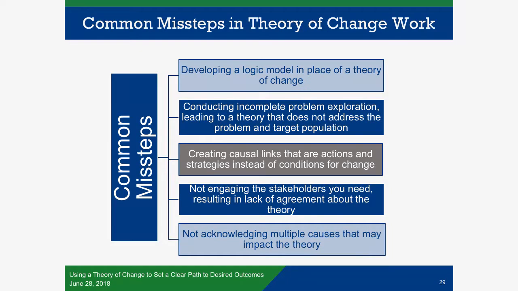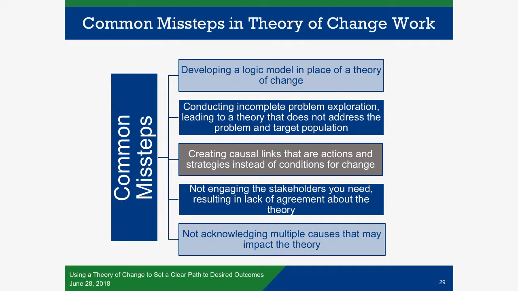So I think it's helpful to talk about some common missteps in theory of change work. And as I talk about these, feel free to type in the chat if you think of some other missteps that maybe you've experienced. So one of them, as we've already noted, is that sometimes people develop a logic model instead. As we talked about earlier, a logic model is done after you have an intervention identified, and it includes the inputs, activities, and outputs.